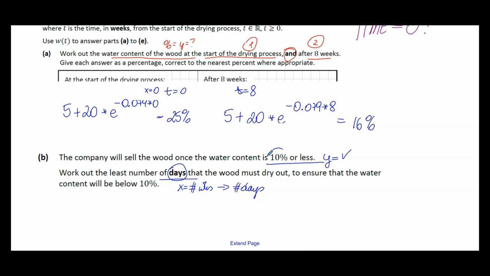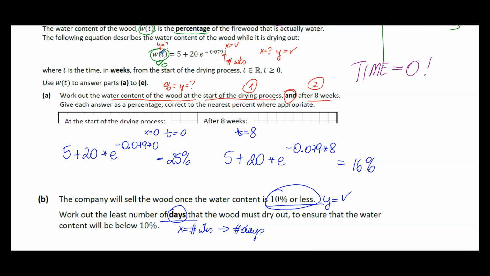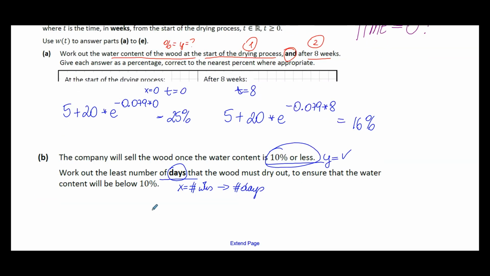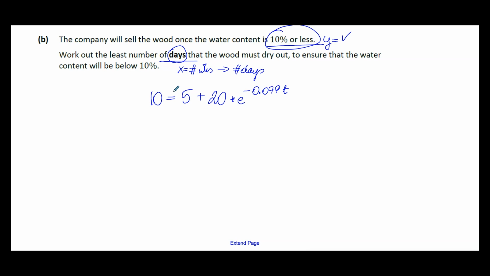So content is 10 or less. Okay, so in place of Y, we are putting 10 to find that point when it happened, and then the rest of the equation, so 5 plus 20 multiplied by e to the power of 0.079 multiplied by t. Now, you may wonder, why didn't I make that less or equal?